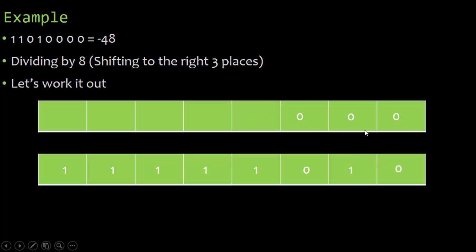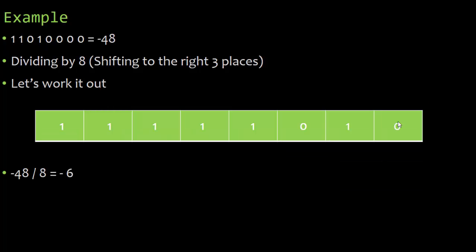Now, what do I do with these 3 zeros on the end? Nothing. They disappear because we got no room for them. Now, we did negative 48 divided by 8, which is negative 6. Let's check our binary number, and let's make sure we got negative 6.